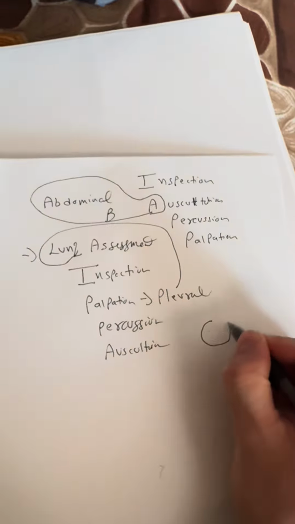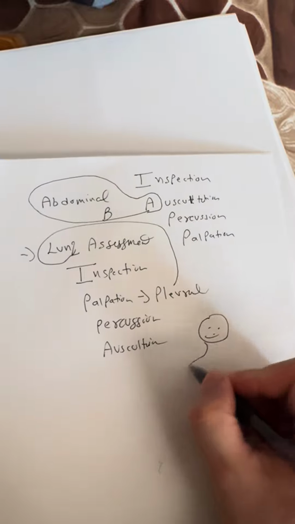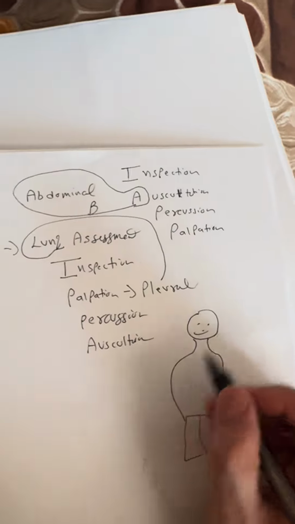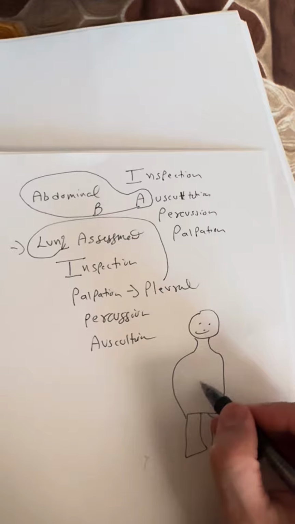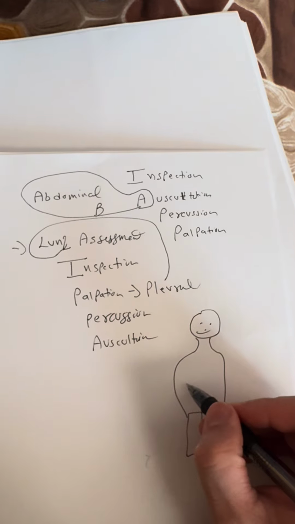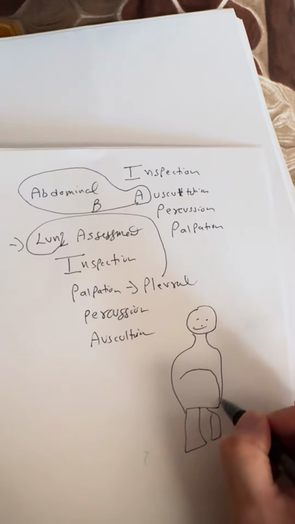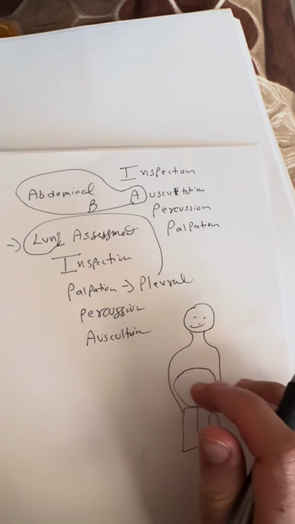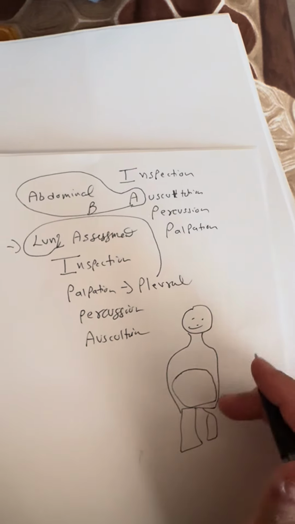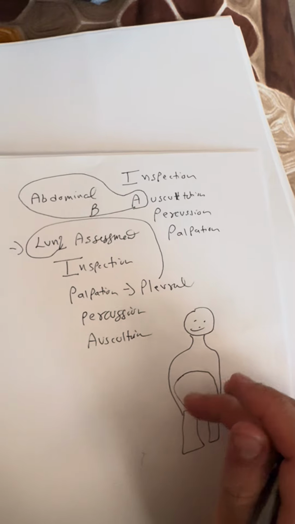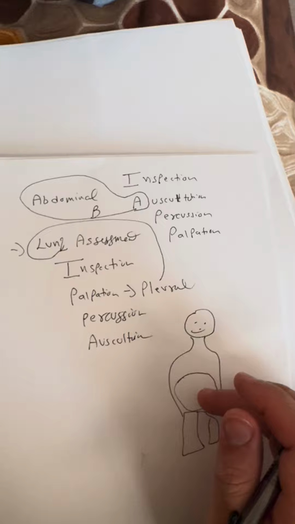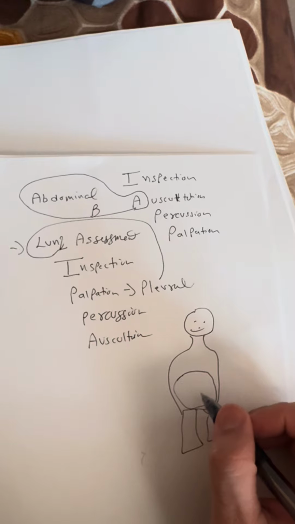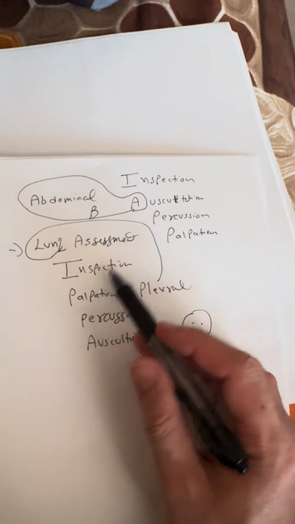So let's see like this. This is the body. Inspection means that you are going to look at their abdominal area to see if there is symmetry, if there is any wound or skin turgor. Is there any visible symmetry or asymmetry, if the body looks okay or not okay. That is the first step, inspection.